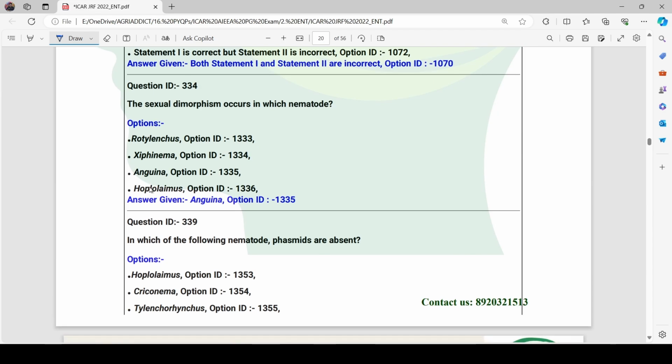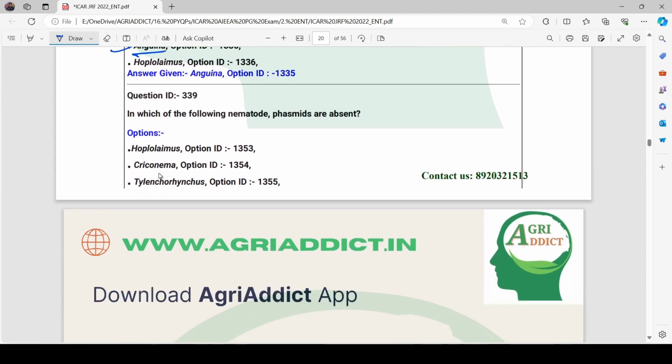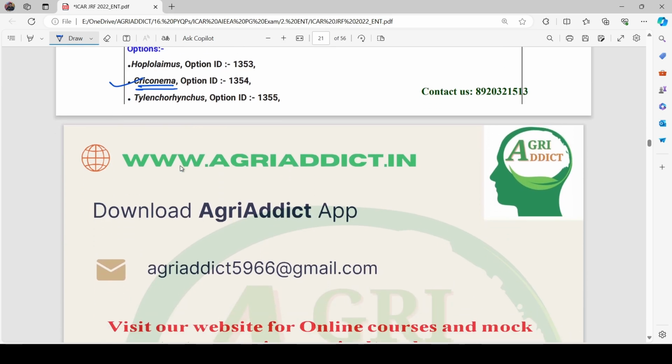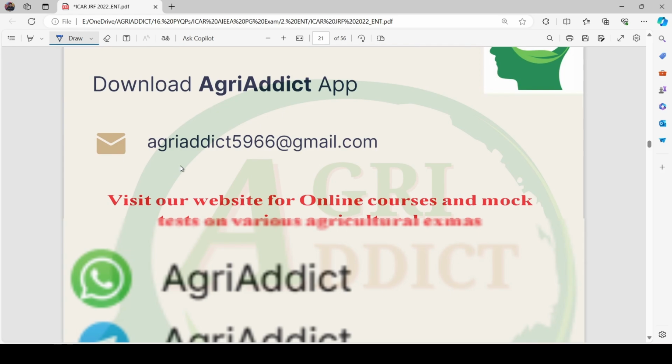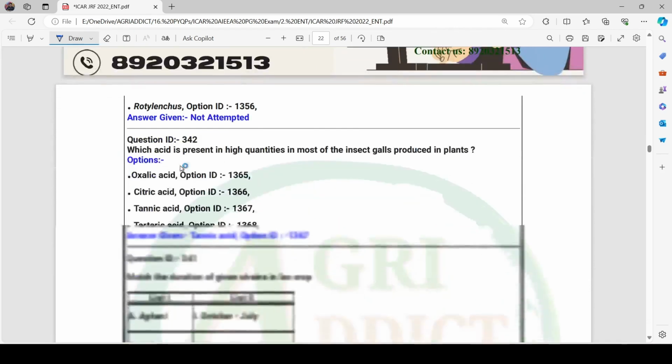Next question is, sexual dimorphism occurs in which nematode? Anguina tritici. In Anguina, or seed gall nematode, sexual dimorphism can be seen. So it is the correct answer. Another question from nematology. In which of the following nematodes are plasmids absent? So here criconemoids, or Criconema, is the correct answer. Just simple direct lines from the Bajaj and Walia book. Just read this book as much as possible because questions are mainly asked directly from this book only.